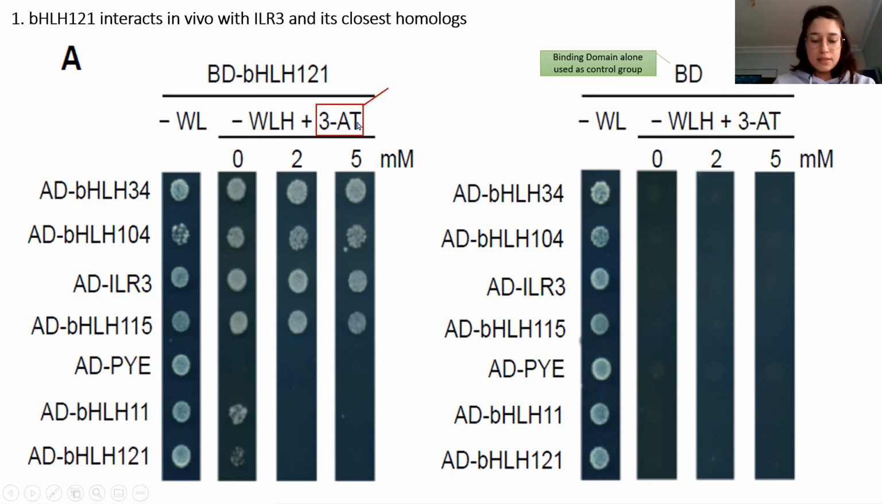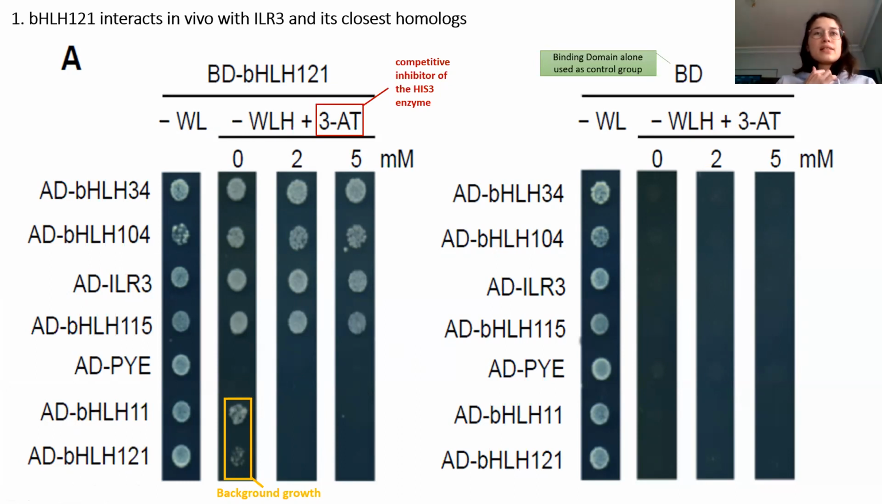This chemical is called 3-amino-1,2,4-triazole and it's a competitive inhibitor of the histidine enzyme. This is used whenever the histidine gene is used as the reporter gene. It is used to inhibit the background growth. There we see the background growth here, for example. We don't want any background growth because we may easily presume that, for example, BHLH121 interacts with BHLH11 or with itself. But this is a false positive result. If we add this chemical in increasing amounts, we will inhibit the background growth here.